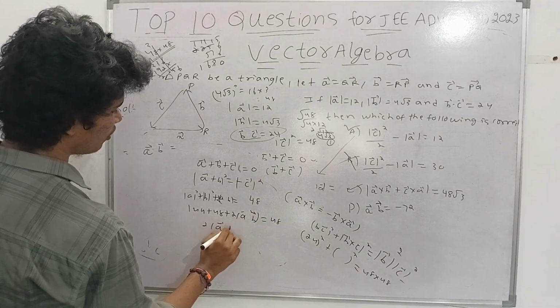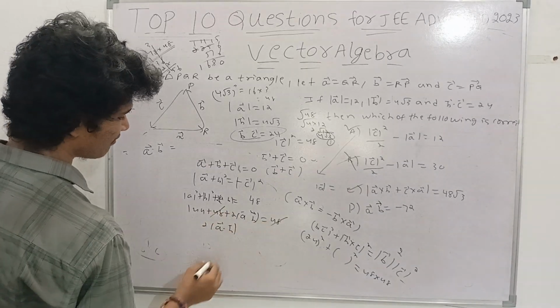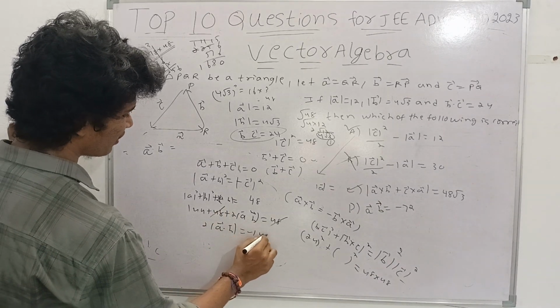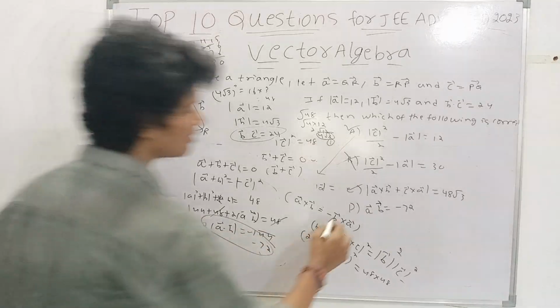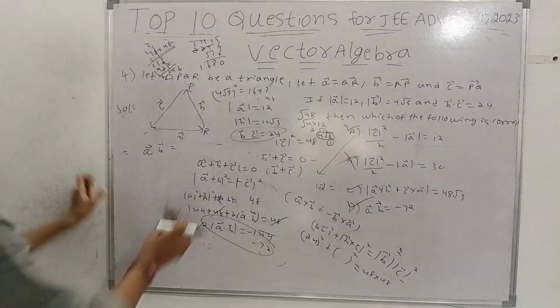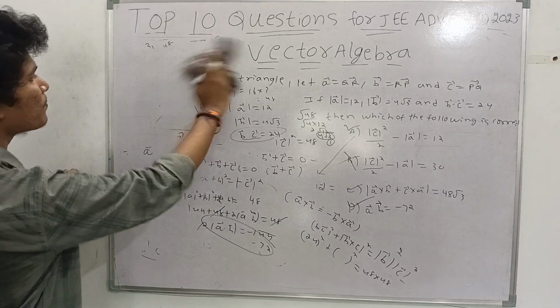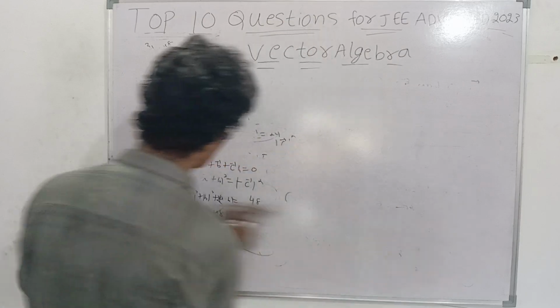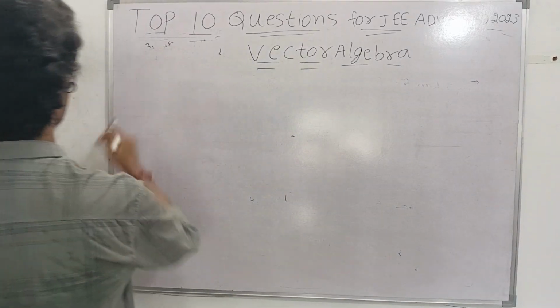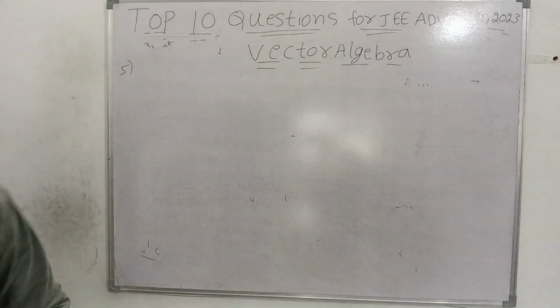2 times of A dot B equal to minus 144, and this thing will get cancelled, so A dot B is minus 72. So A dot B we are getting minus 72. So option D is also correct. So like this, guys, you have to do. The fourth question completed. Fourth question got completed. Now fifth question.